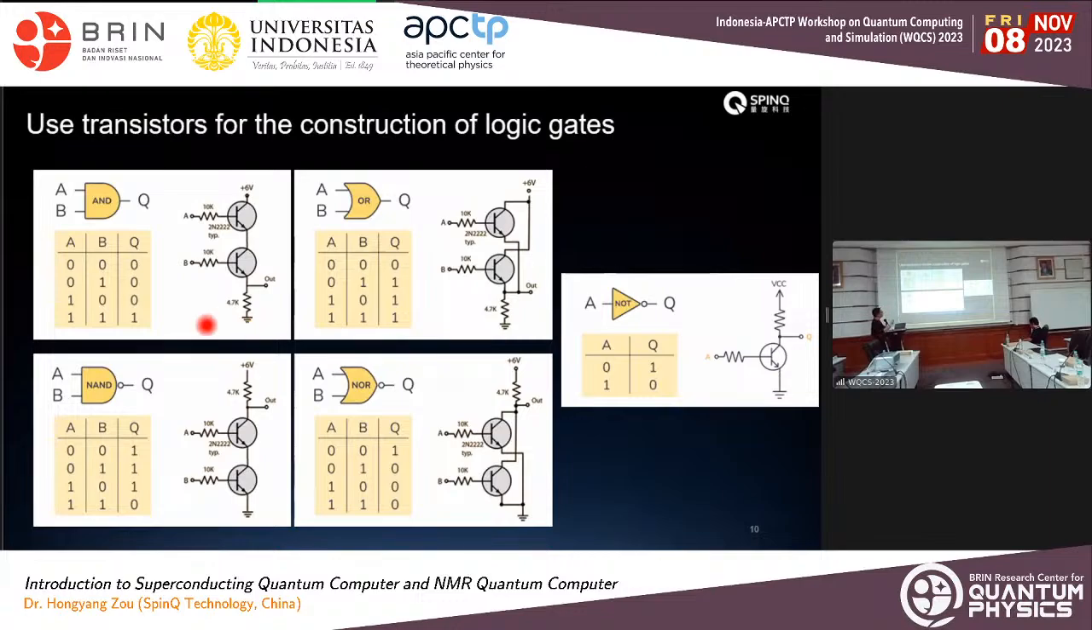So the result is 1. Otherwise, if one of the inputs is at low voltage, then this output is not connected to this 6 volt power supply, but is connected to the ground. So the result is 0. All logic gates are based on circuits with transistors in a classical computer.